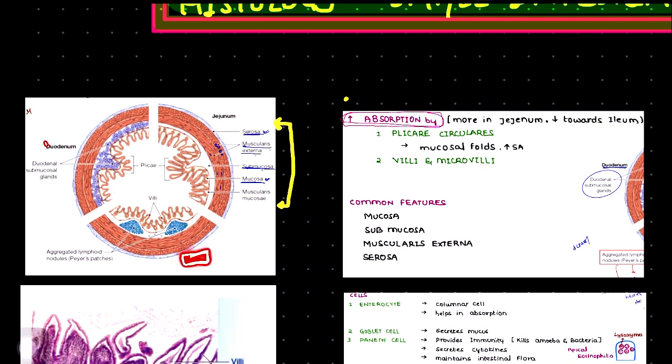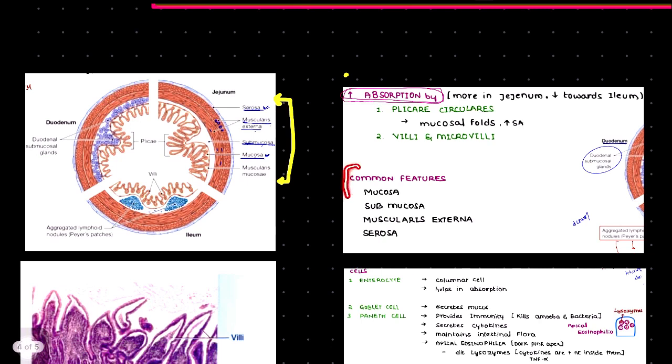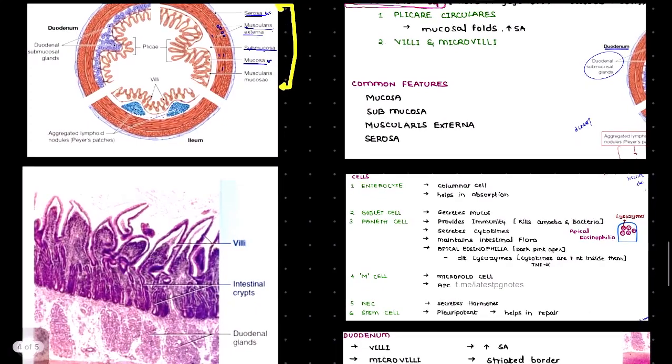What I said is, it begins development at the duodenum, it will be at maximum in the jejunum, and it will be least at the ileum. So they will be reduced slowly and gradually as we descend downward. We talked about this. We already mentioned the common features, that these have similar layers: mucosa, submucosa, muscularis externa, and serosa.